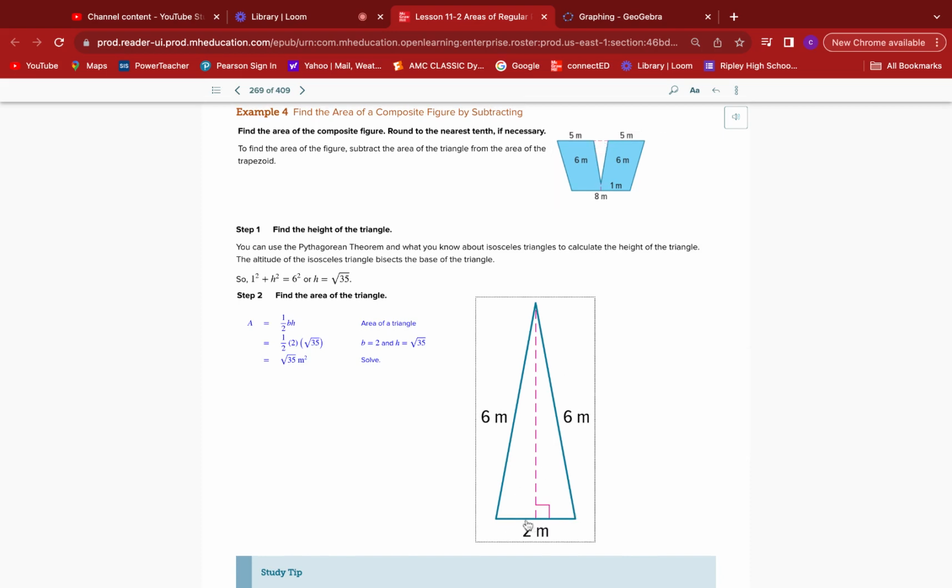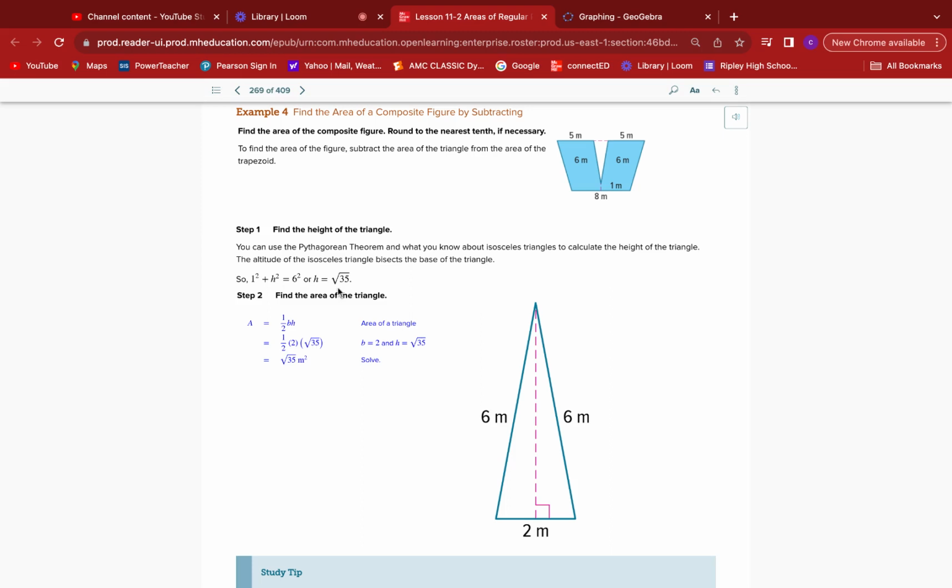All right, so this little 1 right here, they are assuming is 1 plus 1 is 2 for the base of the triangle. So this little section to the left is a 1, and the section to the right is a 1. So Pythagorean theorem, 6 is our hypotenuse of this right triangle. That's going to be your C. So 1 squared plus your height squared equals 6 squared. Subtract 1 squared to the other side.